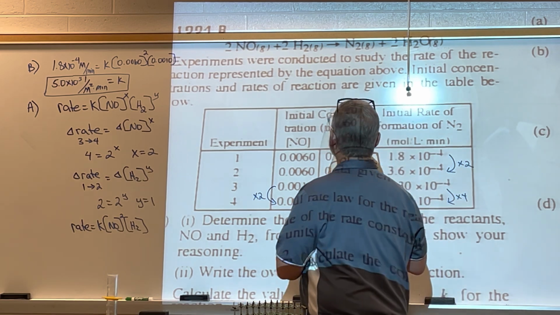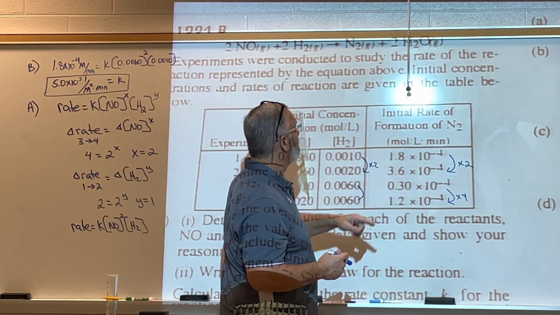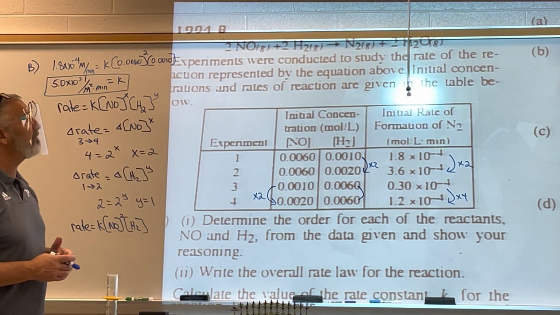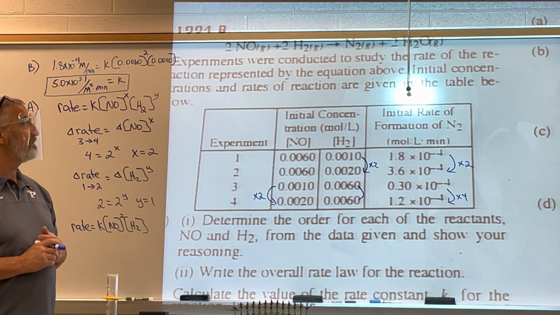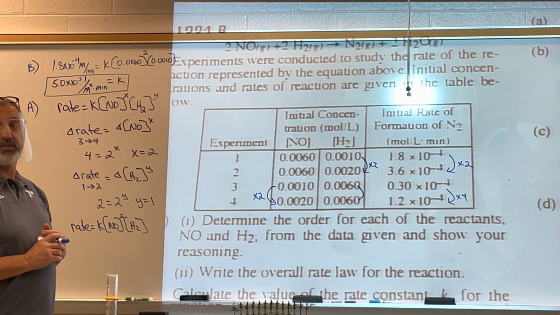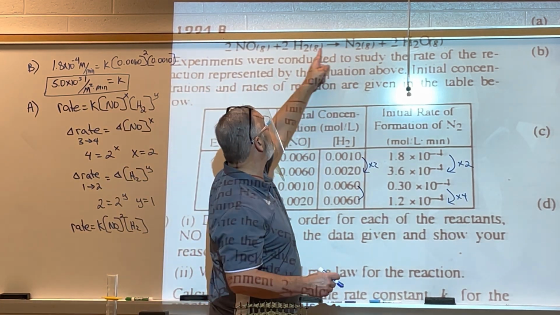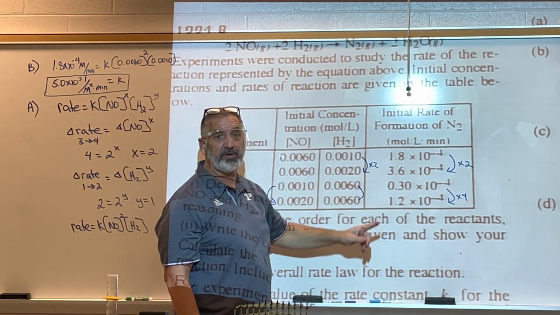But if I'm given this, notice that it's saying the rate of formation of N2. What if I said for experiment 2, what would be the rate of disappearance of NO? Double. It's going to be double, right? Because it's a 2 to 1. For every one of these that gets formed, 2 of these are going to disappear. So it'd be 7.2 times 10 to the minus 4.